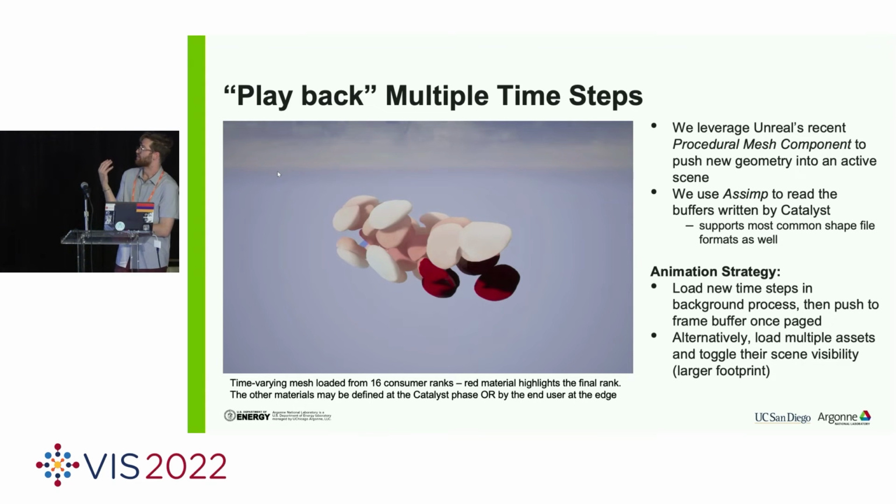The naive method would be to pull everything you got, all the time steps, and just stick them all into memory and toggle them on and off in the scene. That's going to eat up all of your memory, but it does work, and that would be really fast. So that would be like if you need a slider and you need to be able to slide back and forth through the time steps.